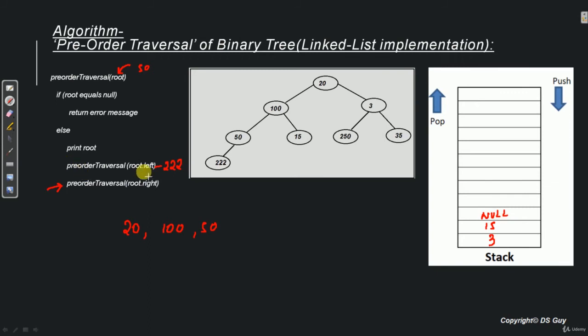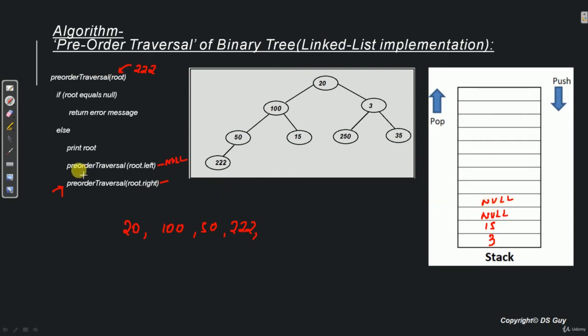Now again this gets called for root dot left, 222. So root's value right now is 222. Is it equal to null? No, else print root. So it prints 222. Pre-order traversal root dot left. Now what is root dot left? There is no more child over here. So this is null, this is null. So before calling this null, it will push this pre-order traversal with a null value again in the stack.